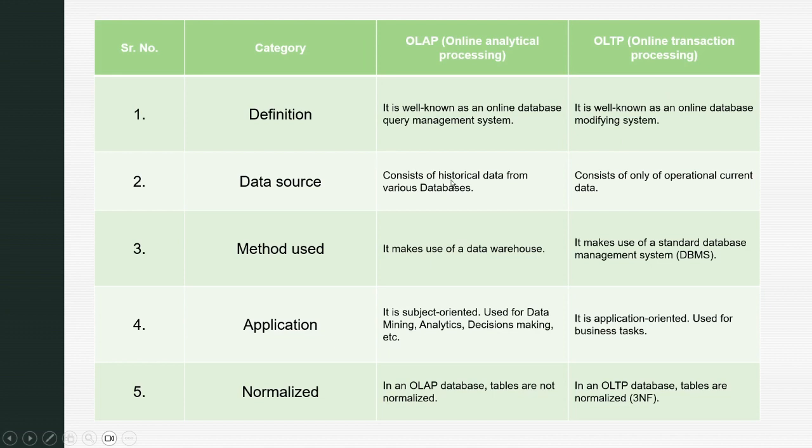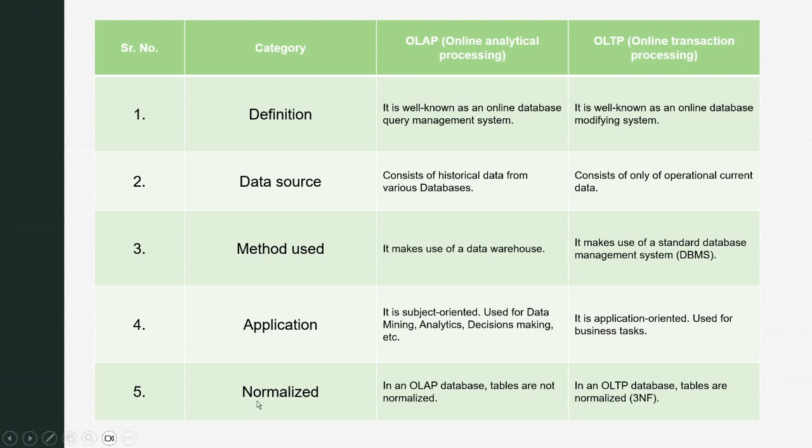The data source of OLAP consists of historical data from various databases, whereas OLTP consists of only operational current data. The method used in OLAP makes use of a data warehouse, whereas OLTP makes use of a standard database management system or a DBMS. Application of OLAP: it is subject oriented, used for data mining, analytics, decision making, etc. While OLTP is application oriented, used for business tasks generally.